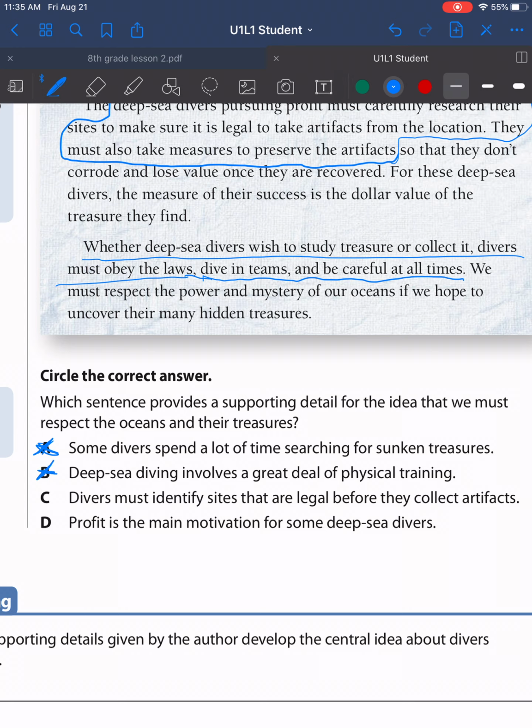How about C? Divers must identify sites that are legal before they collect the artifacts. Does that support the idea that you have to respect the ocean and their artifacts? Well, yeah, because you have to follow rules, right? Legal rules. So I'm going to skip C because it does look like a good answer, but we always check the rest. How about D? Profit is the main motivation for some deep sea divers. Does that support why we need to respect the ocean and their treasures? Because profit is their motivation? No, D is a bad answer. So our best answer is C.